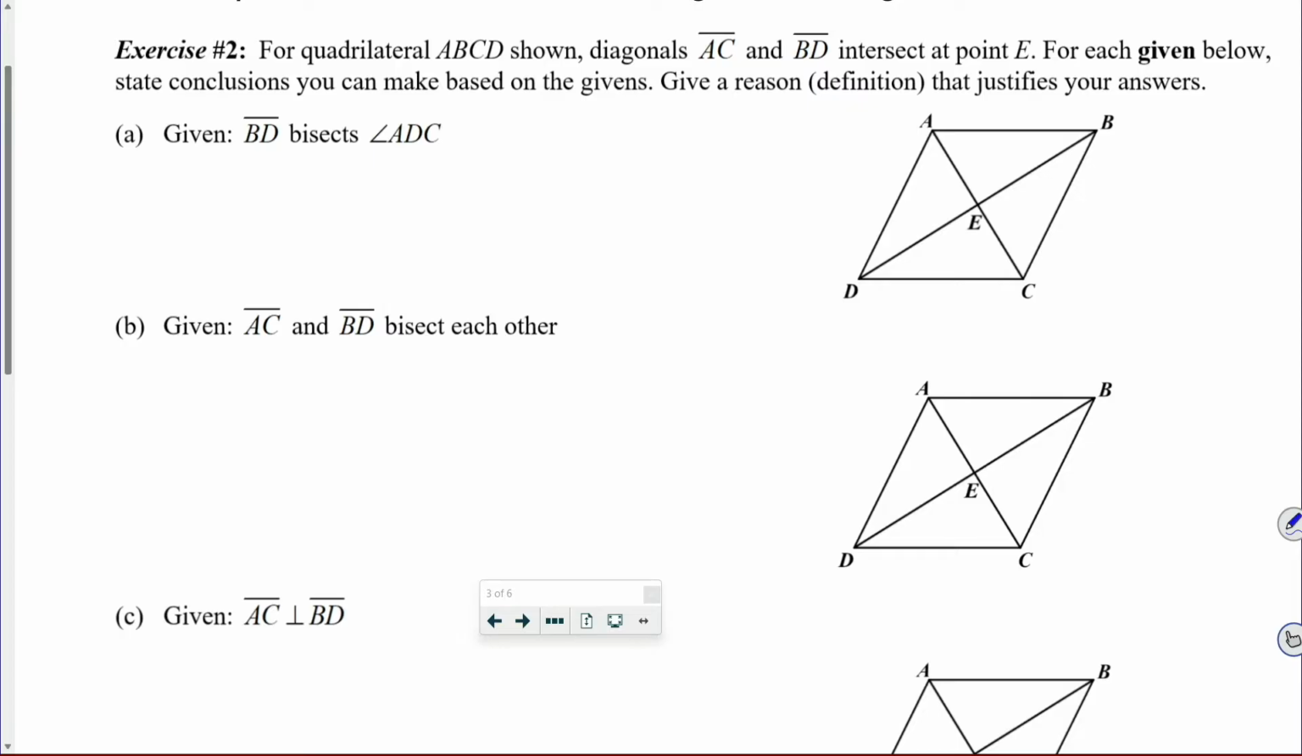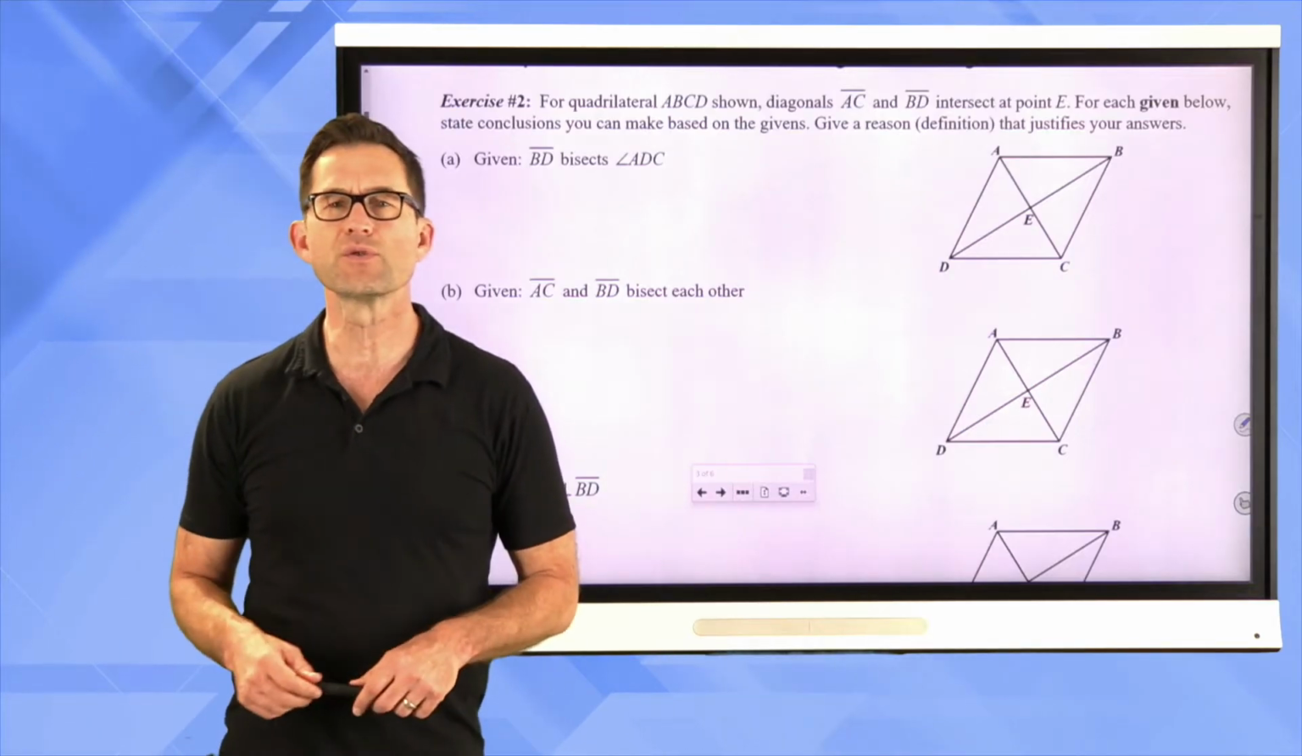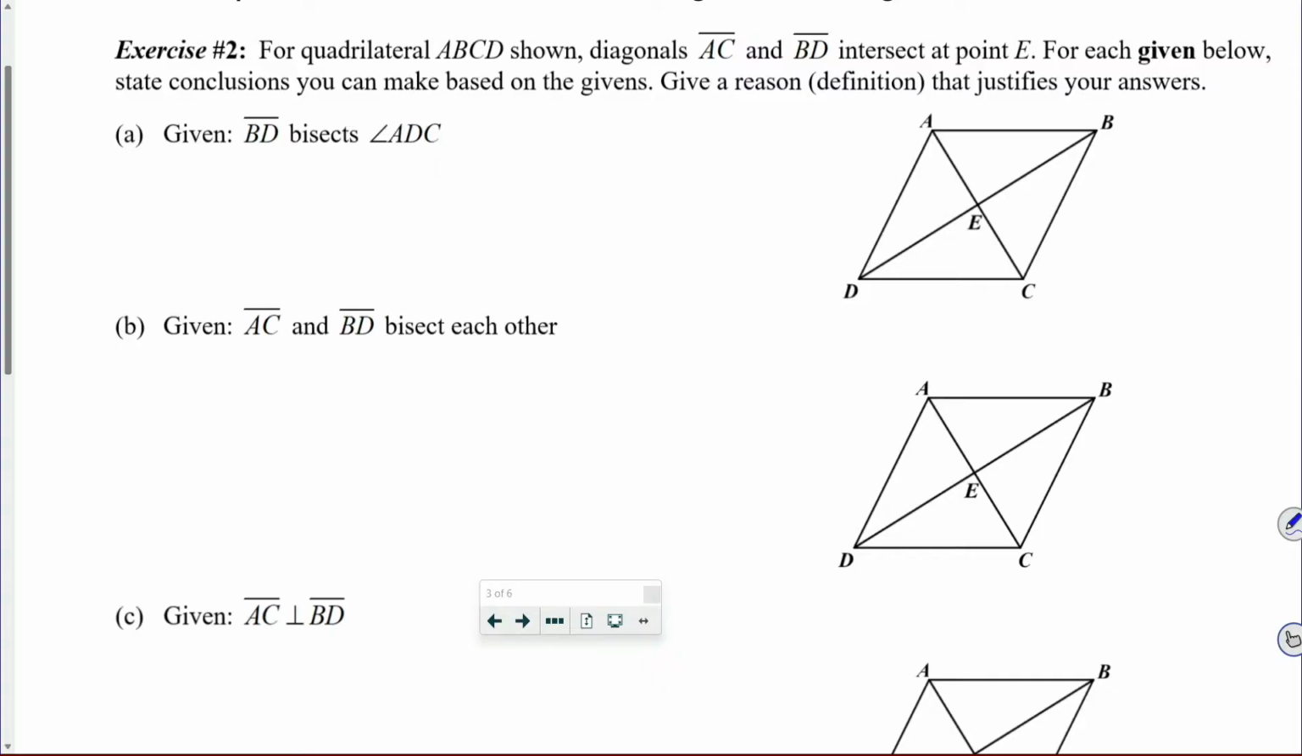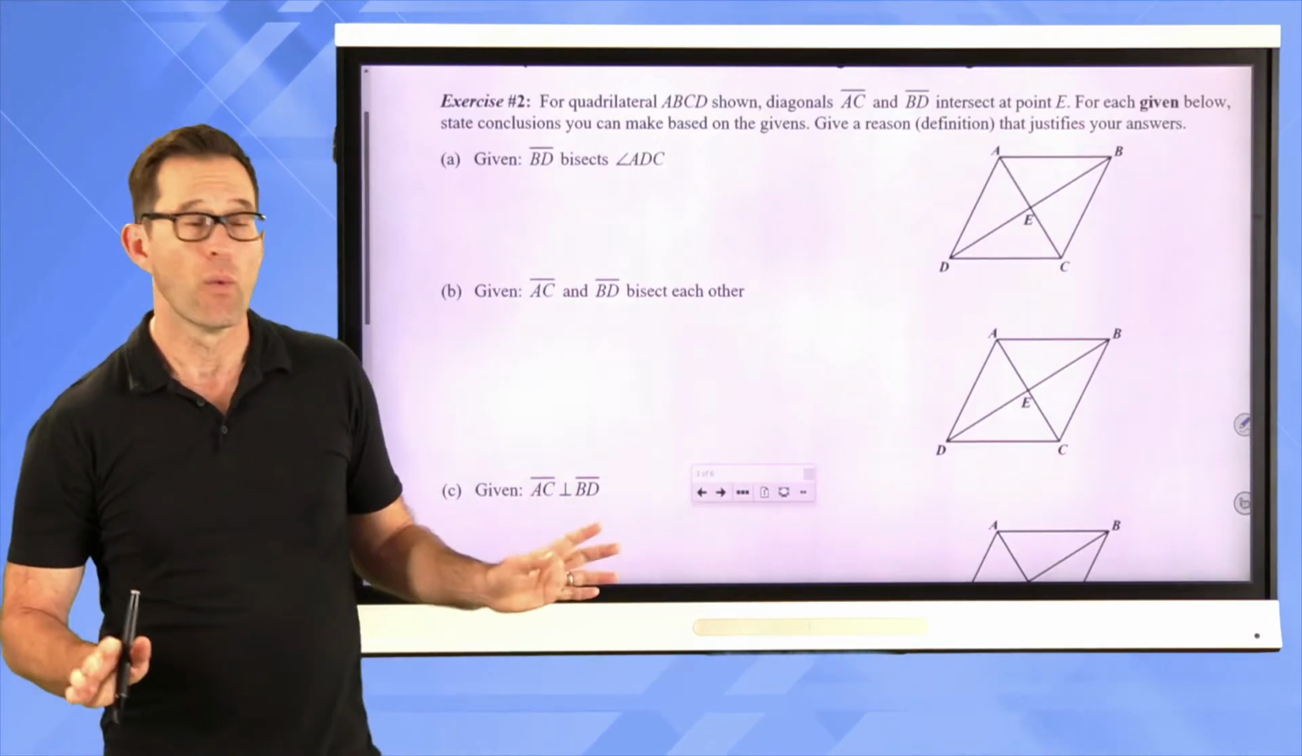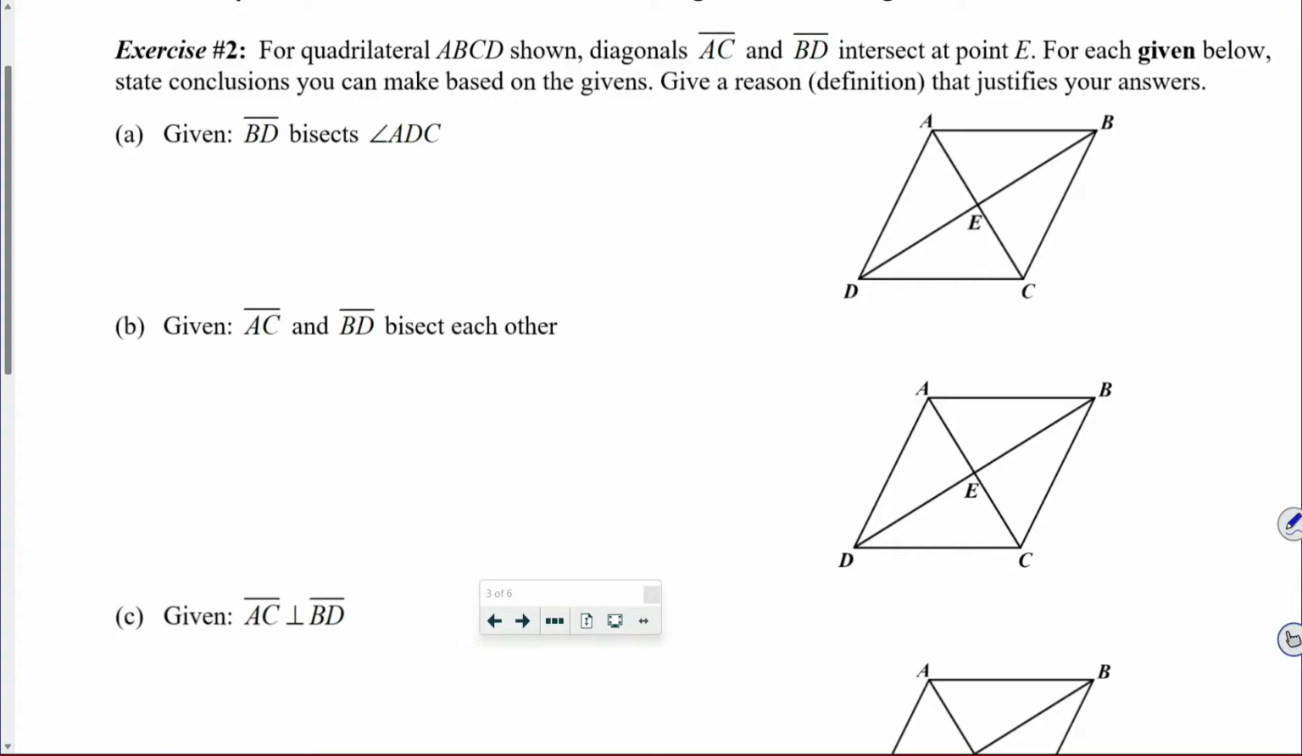Give a reason, a definition, that justifies your answers. All right, let's do the first one together. Letter A, given segment BD bisects angle ADC. So we are being given that segment BD bisects angle ADC. So what we can say about that is we can say those two angles are congruent.